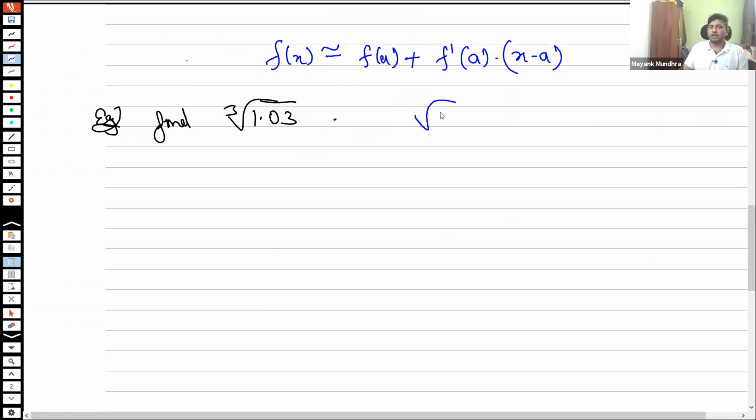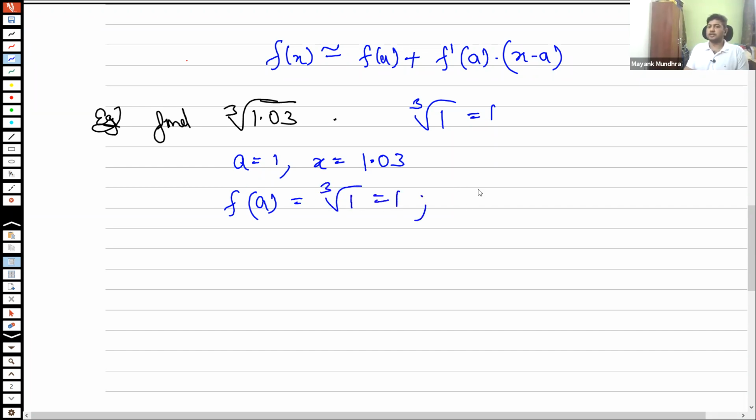So I know that the cube root of 1 is 1. So I'm going to use that particular thing. So my a becomes equal to 1. My x becomes something that I want to find, 1.03. So first thing I know is f at a is basically the cube root of 1, which is 1. Next thing is f prime at a, where f is the cube root of x. What is going to be the derivative of the cube root of x? What is the derivative of the cube root of x?